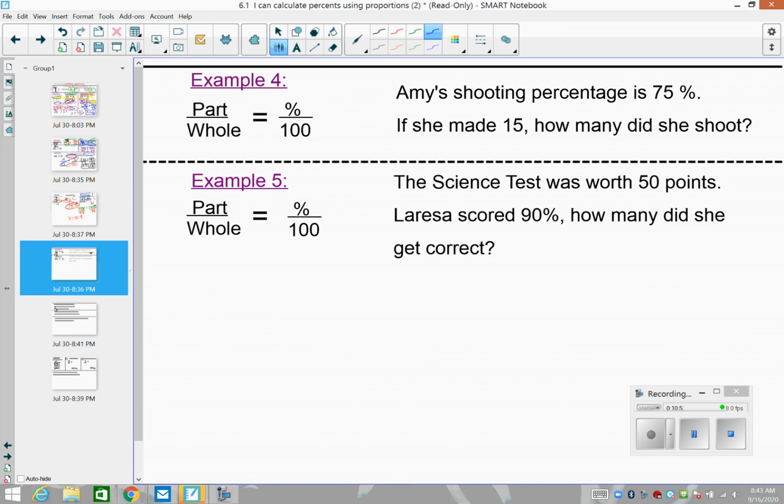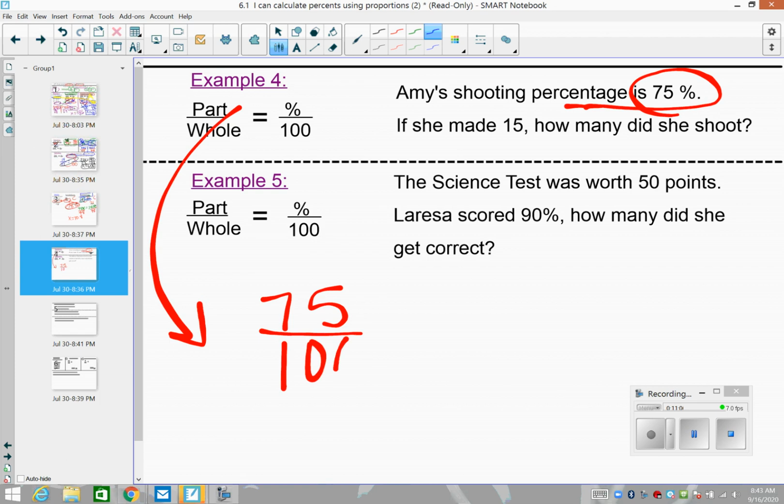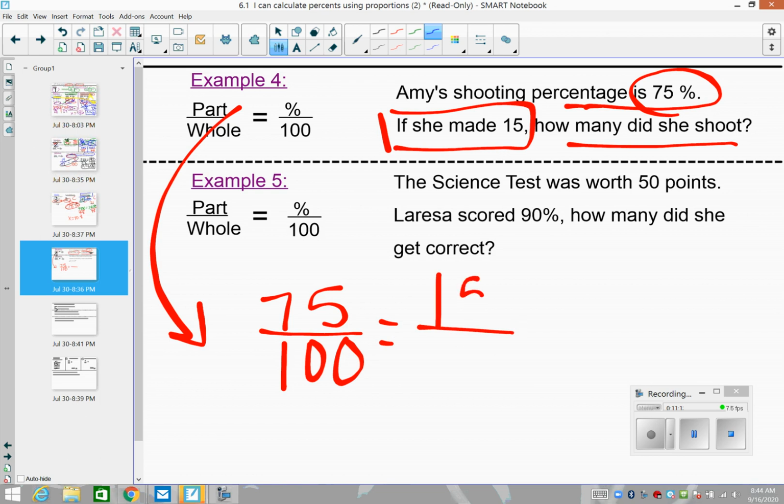For example 4, I'm going to solve it down here. Amy's shooting percentage was 75%. That's what we know about Amy's shooting percent. So that means for every 100 shots she takes, Amy made 75. It says if she makes 15, how many did she shoot?